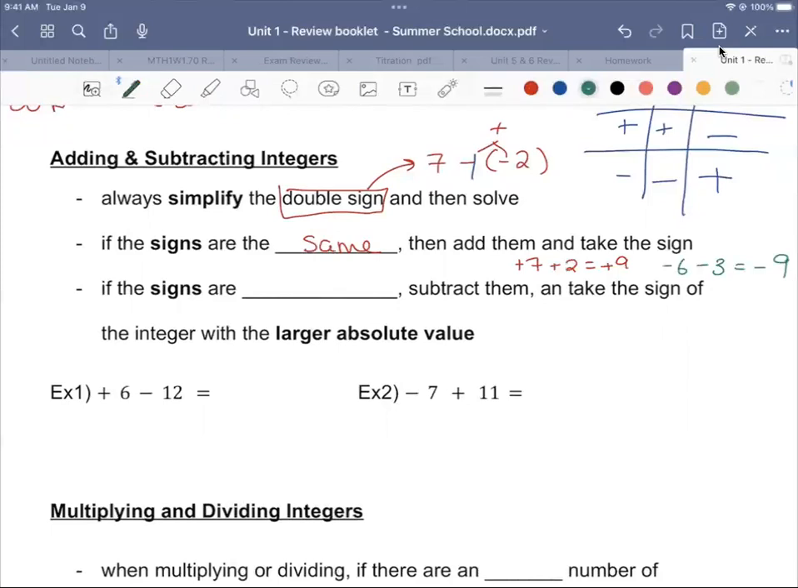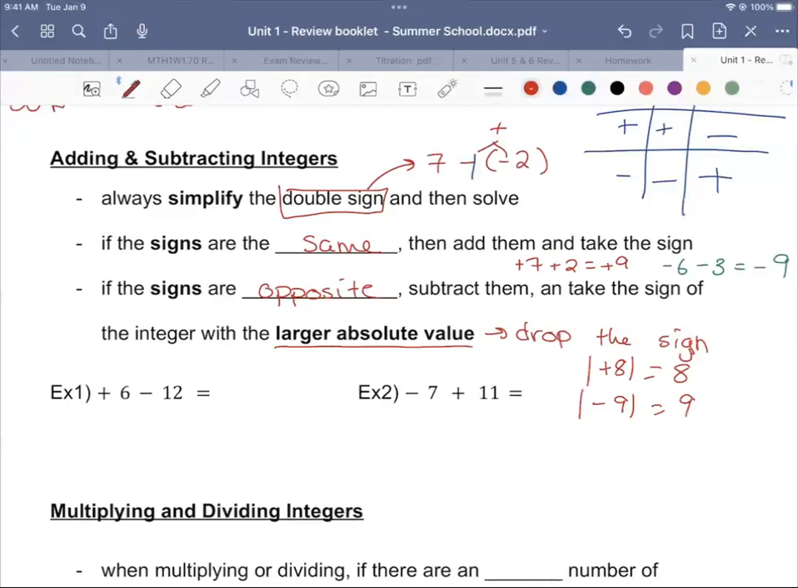Now, if the signs are opposite, this is if we have a positive and a negative number being added or subtracted together, we are going to subtract the two numbers from each other and then take the sign of the integer with the largest absolute value, which just means drop the sign. So +8, absolute value is just 2 bars beside it, is equal to 8. -9, absolute value is equal to 9. So in this case, -9 would have a larger absolute value than +8 would.